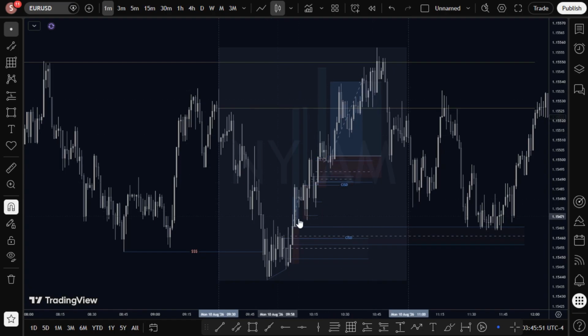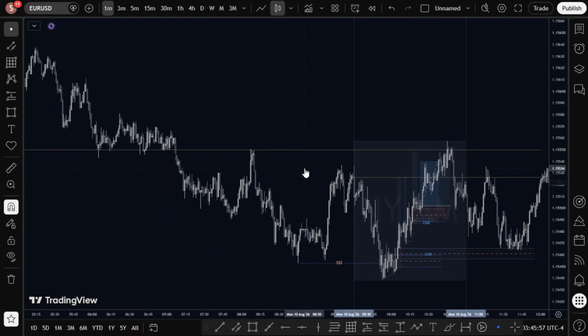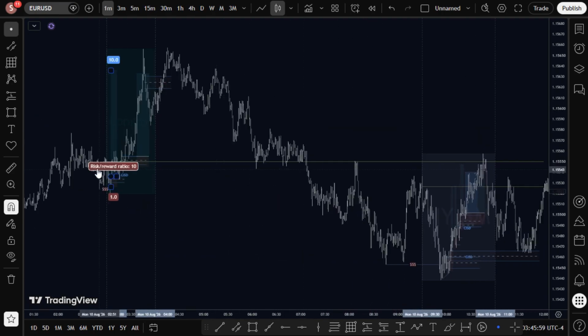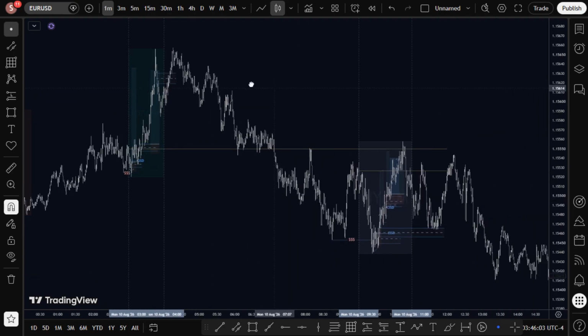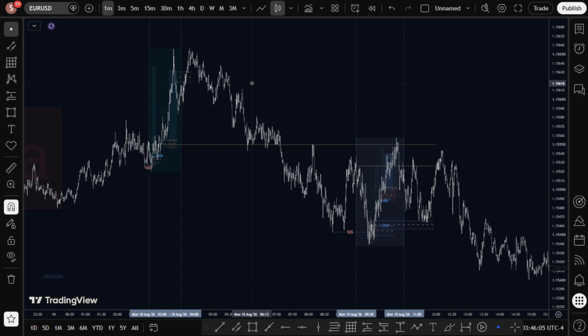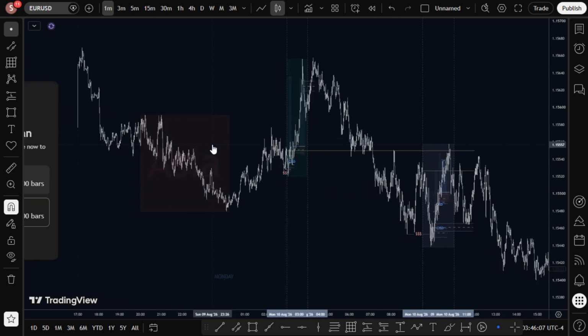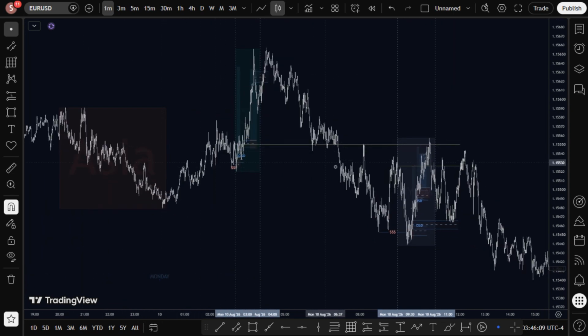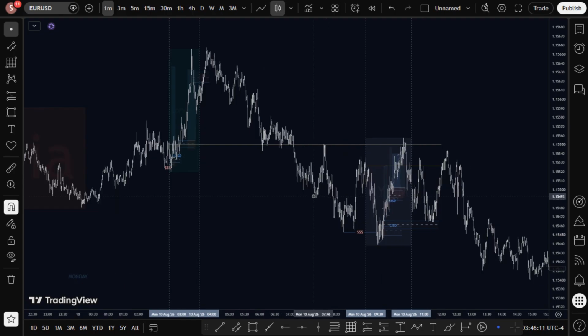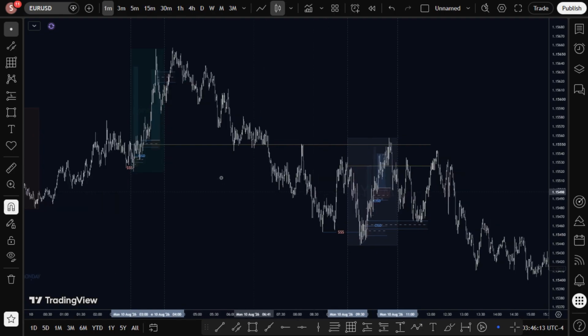So in a single window like this, you can get like 1, 2, 3, 4 entries. Even here we'll get like 1 or 2 entries, and you are done for that day. That's just what we do. That's how you trade it.